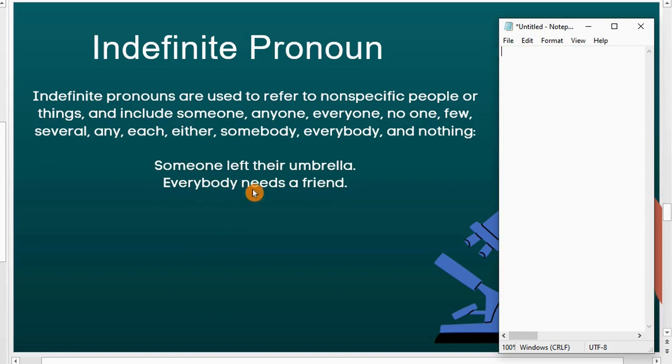Most of the time we use this for a larger amount of people, or if we talk about facts, if we talk about someone who likes to live an isolated life, or everybody in the world likes to be rich. So if we talk about a natural fact about something, most of the time we use indefinite pronouns.